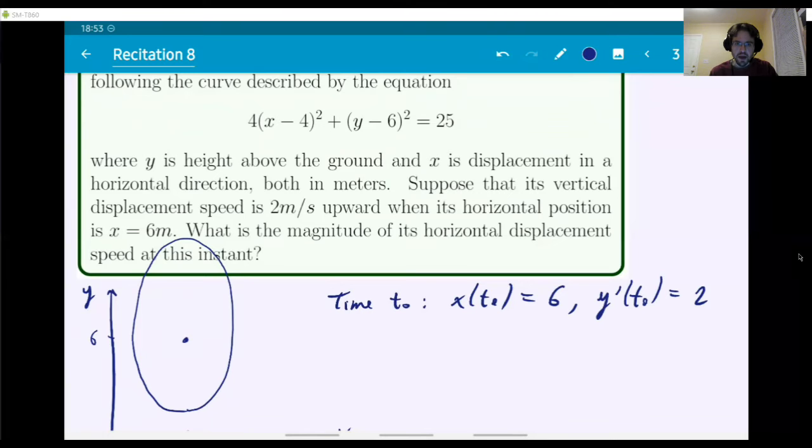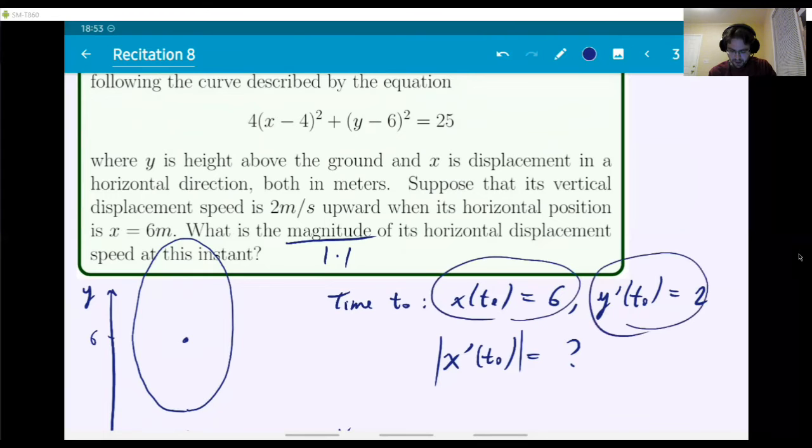And the question is, what is the magnitude of its horizontal displacement speed? So they want to find horizontal displacement speed, so x prime at that instant. Well, not exactly x prime, but rather absolute value because they said magnitude. That's going to be important. Magnitude is the same as absolute value. But it is basically now a question of you have the two variables x and y, both are functions of t. We gave you some specific values at that instant, and you want to find some other specific value.